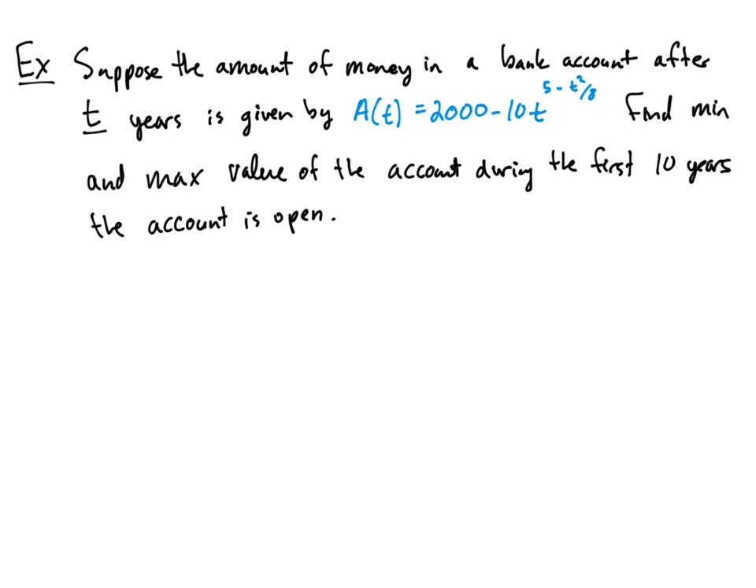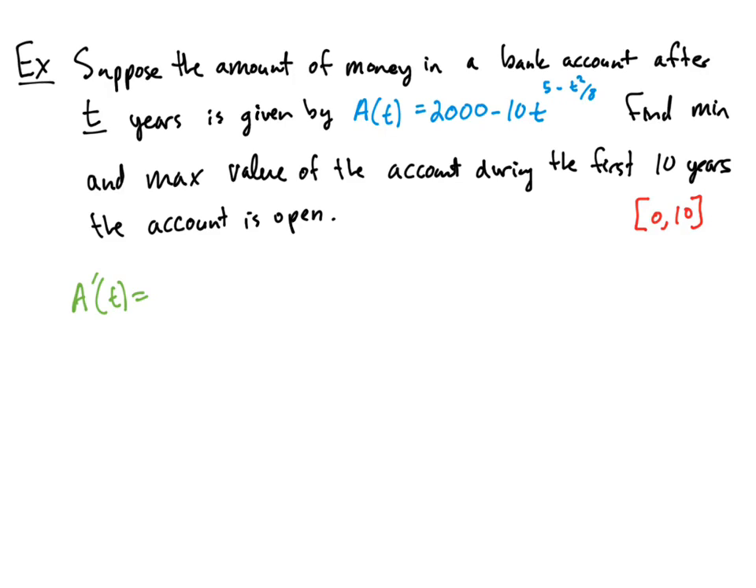Okay, so for the first 10 years, that means our interval is from 0 to 10. And if we want to find the min and the max values of this account, another way of saying that is what's the absolute min and the absolute max over the interval 0 to 10 for this function. So in order to do this, we're going to find the derivative of A(t), so A'(t). The derivative of 2,000 is 0.